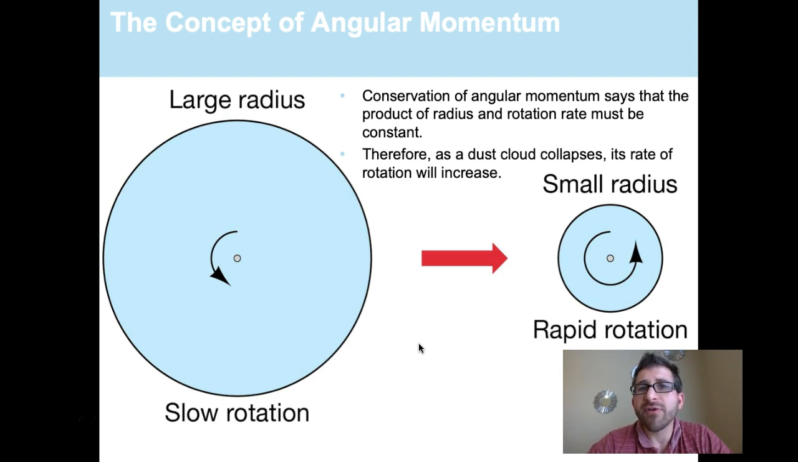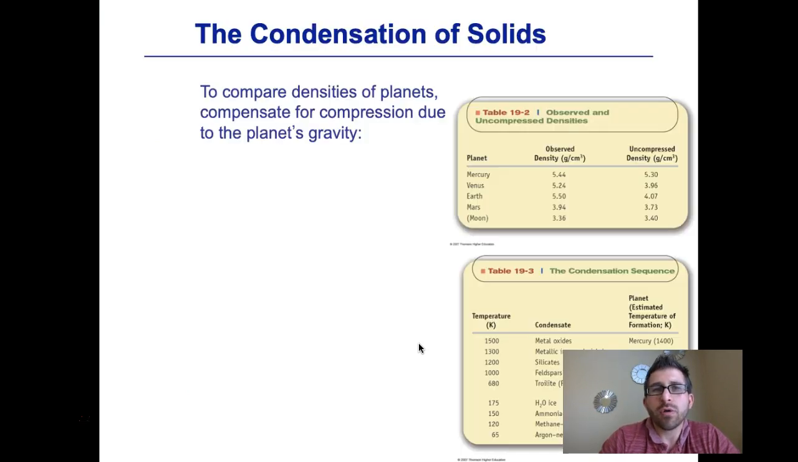Now, the conservation of angular momentum law says that the product of radius and rotation must be constant. So as the dust cloud collapses, its rate of rotation must increase. So when we talk about condensation of solids, we look at Mercury, Venus, Earth, and Mars. We find that the observed density of our inner planets are actually rather high when compared to the outer planets, which we'll get to later.